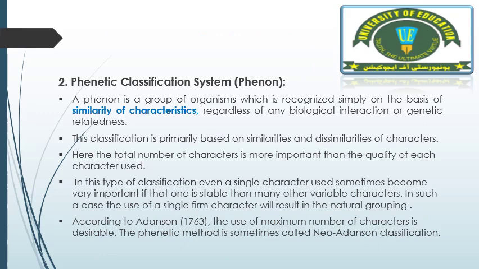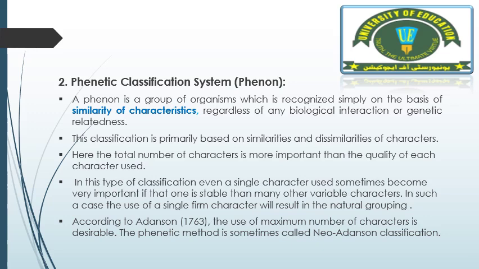Now number 2, phenetic classification system. What is a phenon? A phenon is a group of organisms which is recognized simply on the basis of similarity of characters, regardless of any biological interaction or genetic relatedness. So a phenon can be made by grouping organisms recognized only on the basis of similarity of characters, not any other morphological character, any other biological character or genetic relatedness. Nothing else is required, just similarity of characters is required to make a group of phenon.